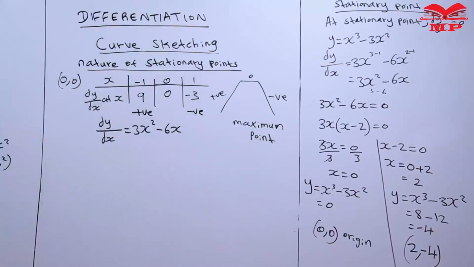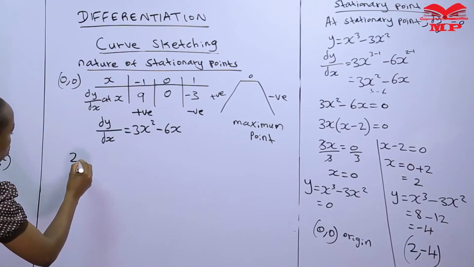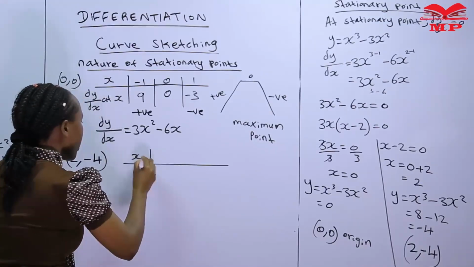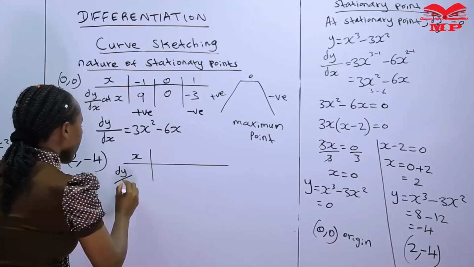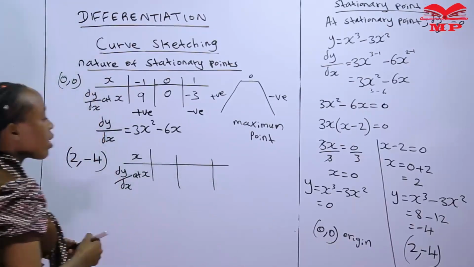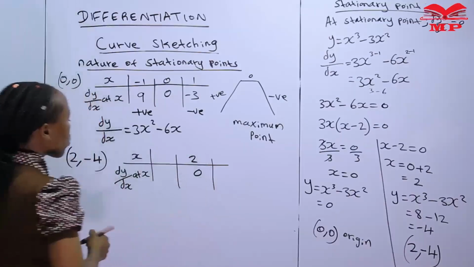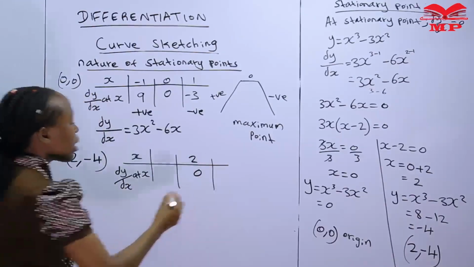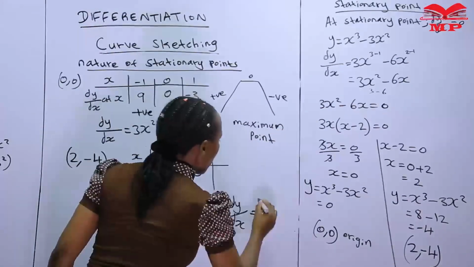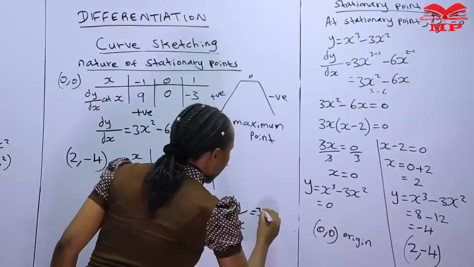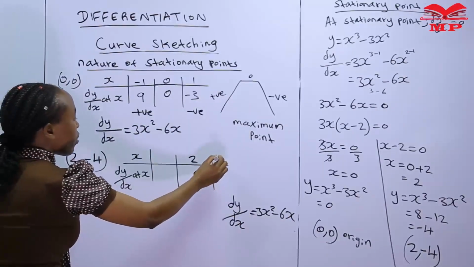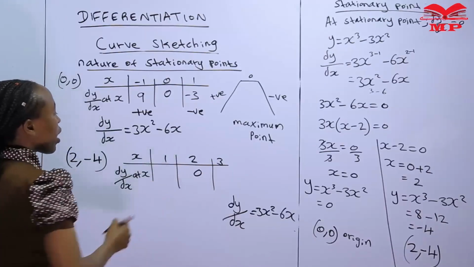Then we move on to the other point, that is 2, negative 4. Again, we get the values of x, and then the gradient dy/dx at the point x. So at the middle, we have the point 2 where the gradient is 0. So we get the other gradient here, and we know that dy all over dx is equal to 3x squared minus 6x. So we take a point towards the right, 3, and towards the left, 1.